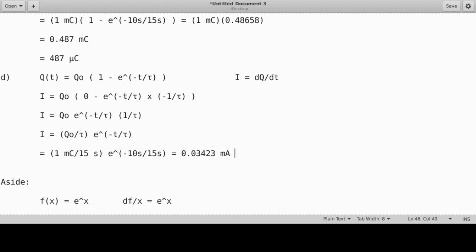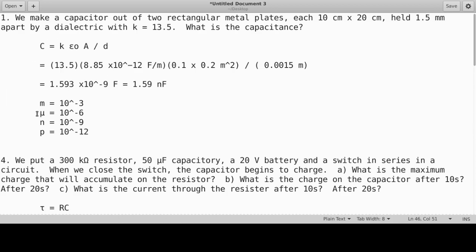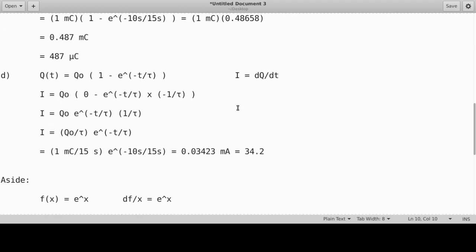Okay. And I might, on the test, move the decimal over 3 more and write this as 34.2. Well, what's below milli? Micro, right here. So if you're at milli, you go down 3 more decimals, it's going to be microamps.